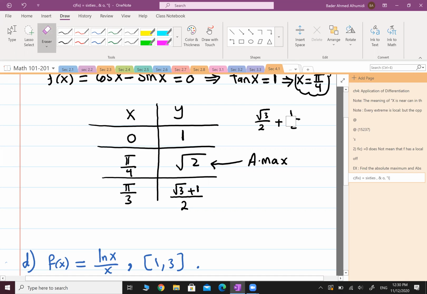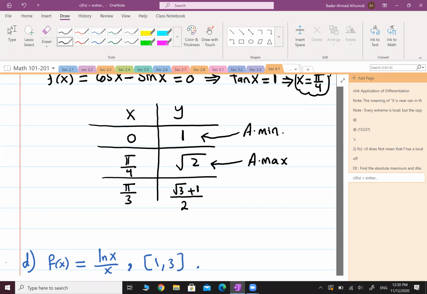Okay? And what is the absolute minimum? Of course, the number one here is the absolute minimum. So the function f has an absolute maximum equal to radical 2, as we found by the reduction formula, and absolute minimum equal to 1.